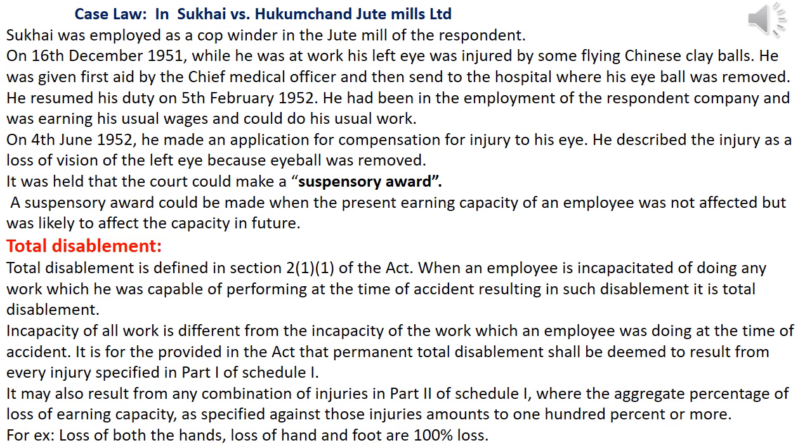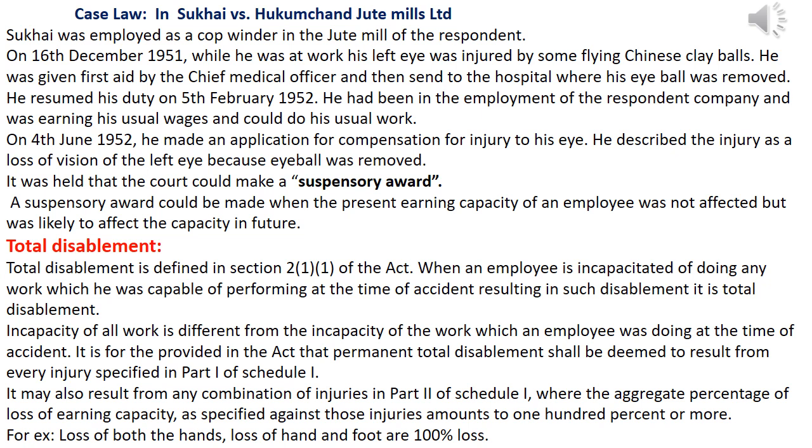Coming to total disablement. Total disablement is defined under section 2 clause 1 subclause 1 of the same Act. When an employee is incapacitated from doing any work which he was capable of performing at the time of accident, resulting in such disablement, it is total disablement. So he was able to work before the accident, but after the accident he was not able to work. Then such a disablement is total disablement. Incapacity for all work is different from incapacity for the work which an employee was doing at the time of the accident.